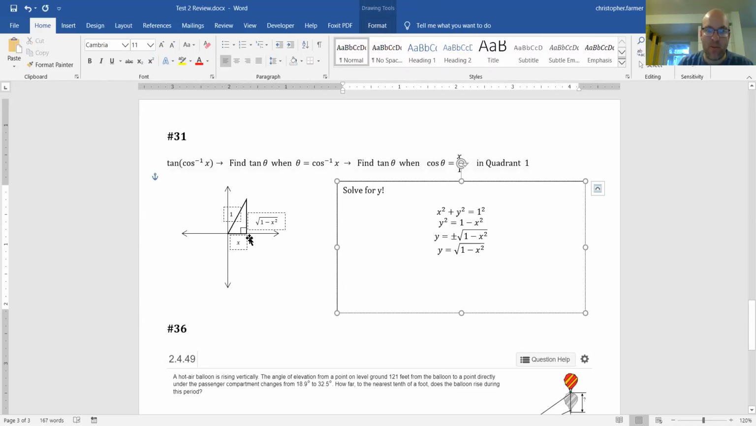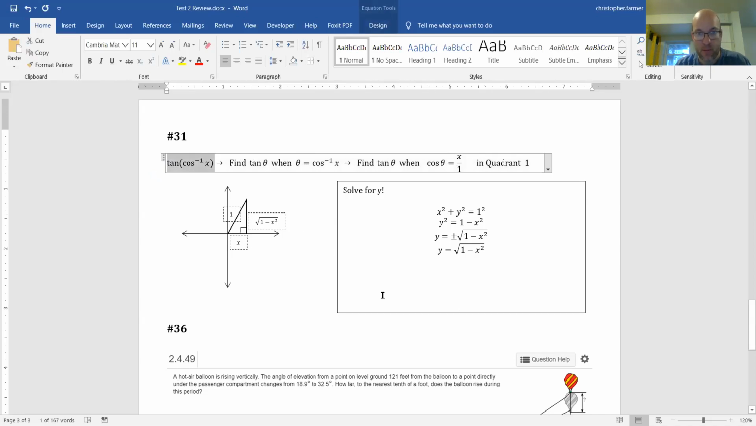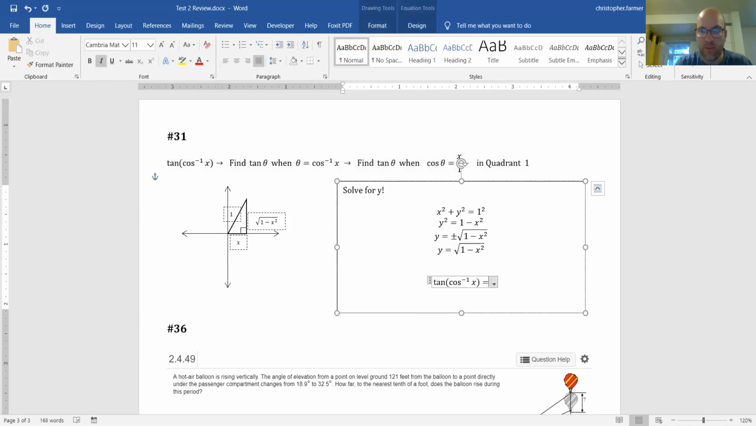So I didn't label it, but theta, of course, is kind of right there based on what we've been doing. So we know that our answer, just like we've kind of spelled out here, is equal to tangent of theta. Right? We're trying to find tangent of theta when cosine was equal to x over 1. That's giving us the answer there. And tangent theta is nothing more than the opposite side, which would be the square root of 1 minus x squared. Right? The side opposite theta there. And we're dividing that by the adjacent side, which is just x.